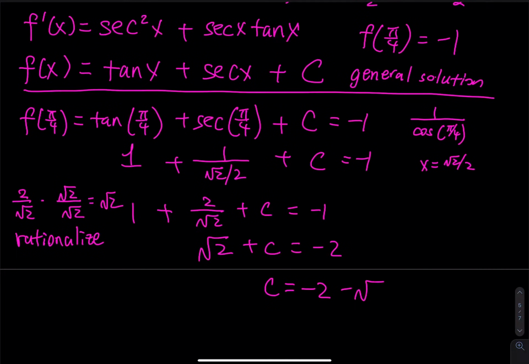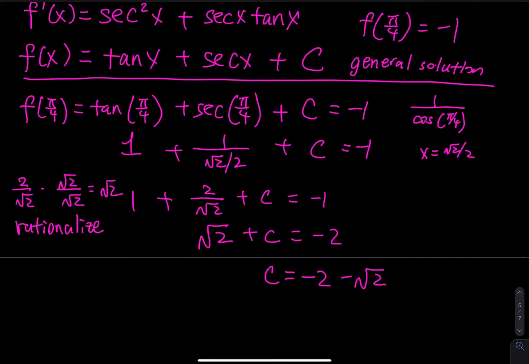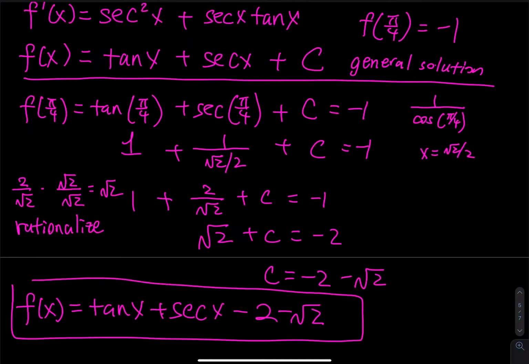Do not approximate this, right? That's it. Negative 2 minus root 2 is fine. And then the particular solution is f of x equals tangent x plus secant x, and then minus 2 minus root 2. So that is the answer we are looking for. And that is the end of number 4. Let's move on to number 5.